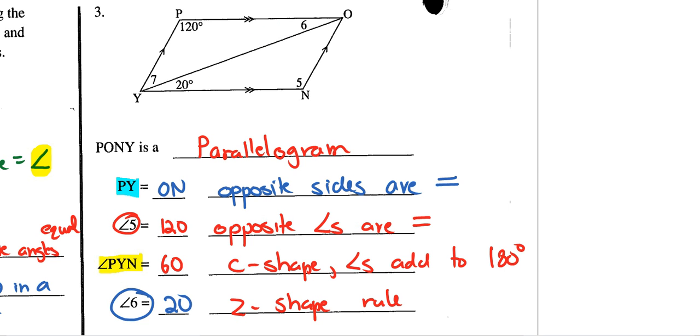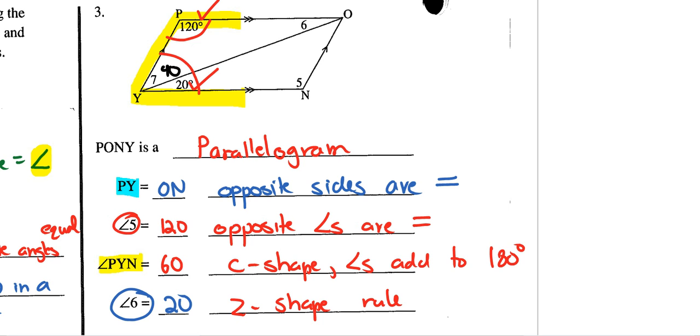Okay, and finally, the last question is, what is angle number 7? Okay, so what is this angle right here? One way you could solve this problem is, once again, using the C-shape rule. I know that these two angles, 120 degrees and this entire angle, must add up to 180 degrees. Since I have 120, I have another 20 there. That's going to be 140 degrees total. So that means angle 7 should be about 40 degrees.